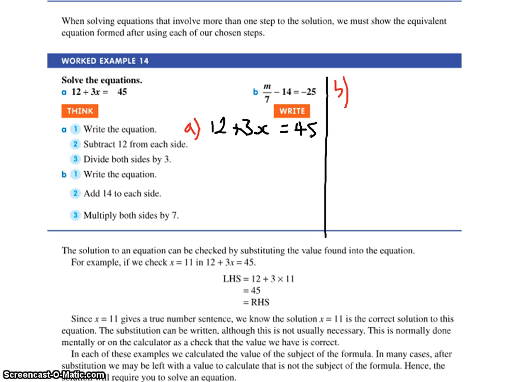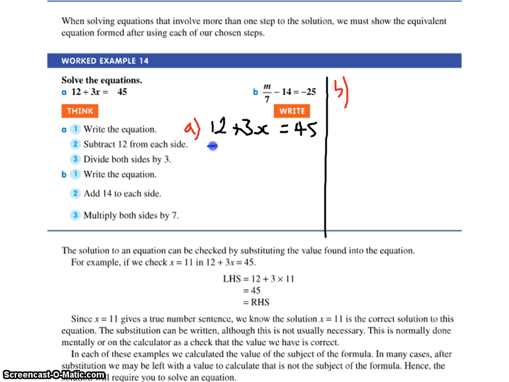Now, when you're doing these two-step ones, always do the coefficient of the pronumeral, so the 3 in this case, last. Get rid of everything else first. What they've done is they've taken x, timesed it by 3, and then added 12. So we're going to get rid of that 12 first.